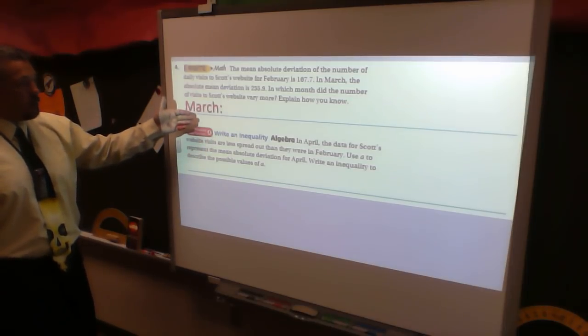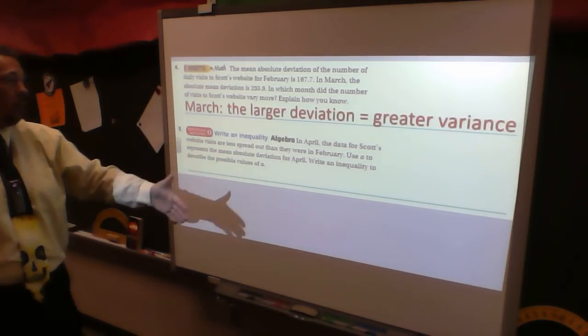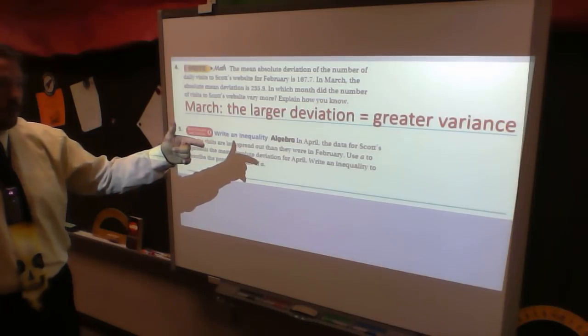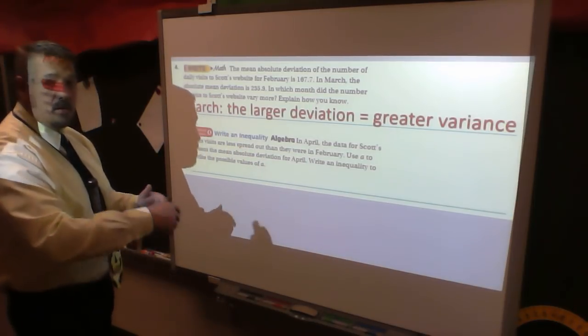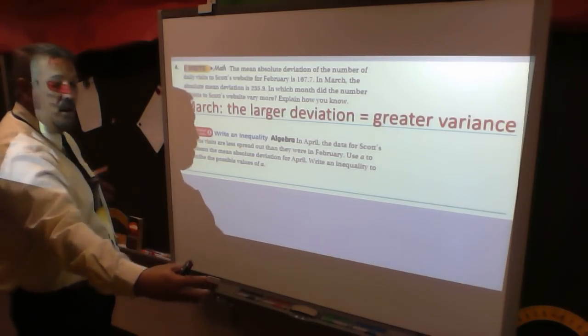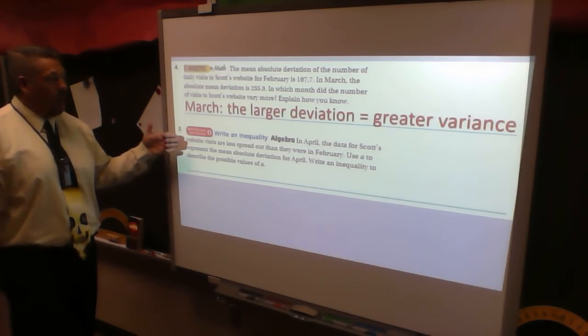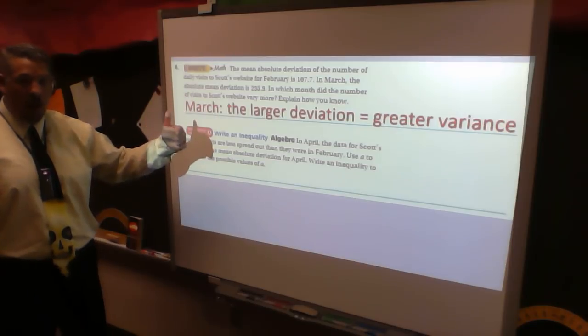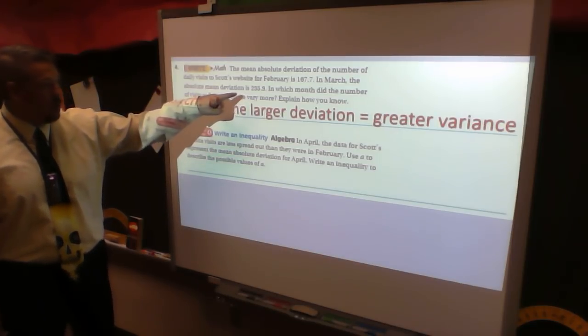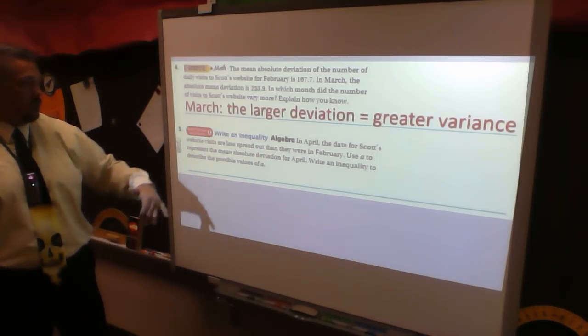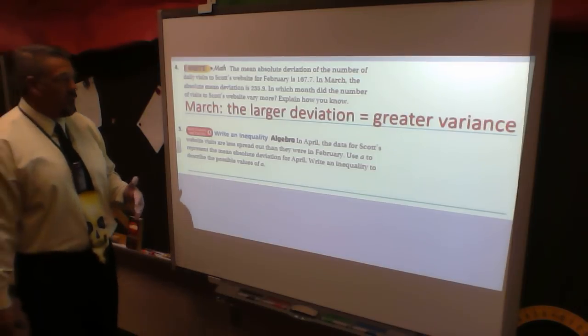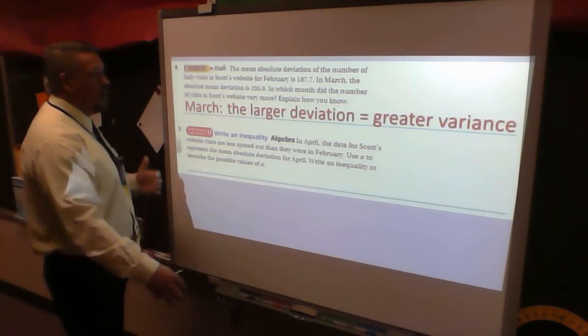And how do I know it has to be March? Because March is bigger. The larger the deviation, the greater the variance, the greater the distances between the data points. So I don't have to do math. I just have to be able to read it and understand that when my deviation is larger, then my variance is going to be larger. Variance, once again, is just how spread out my numbers are.